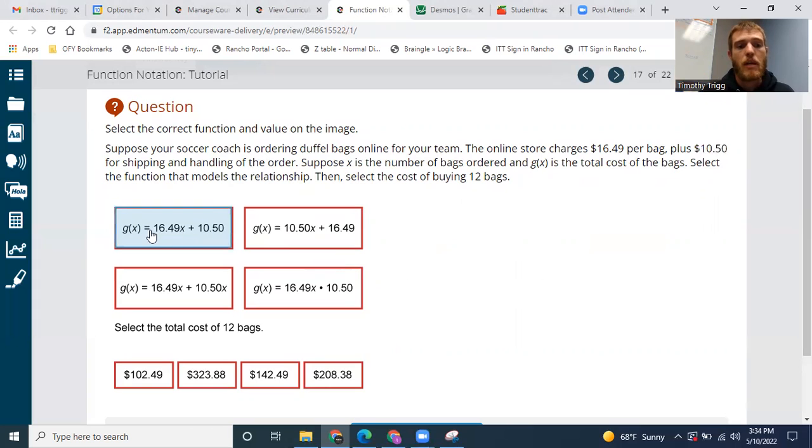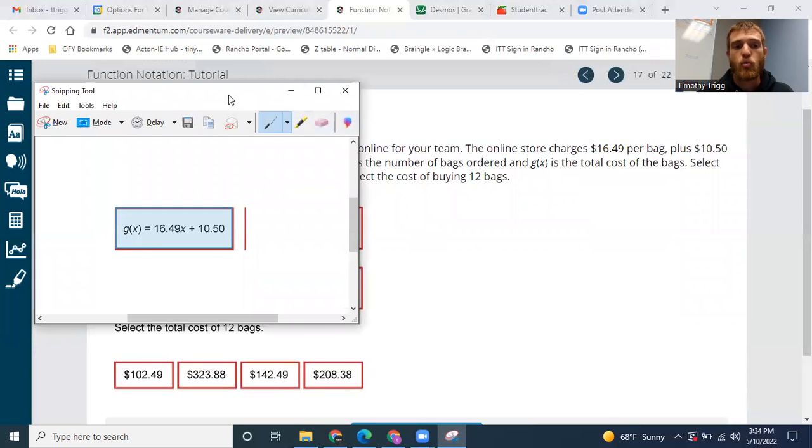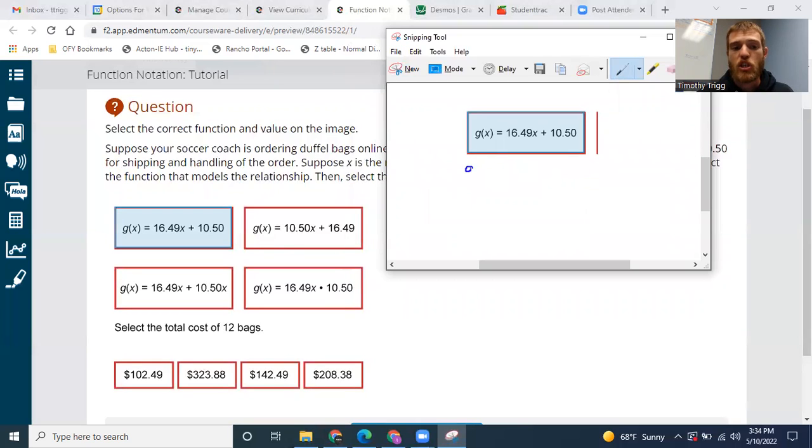So that's going to be this one here. Notice the function is g of x, or in other words, the cost, is going to be $16.49 times the number of bags plus the constant, $10.50. Now, they also want to know what's the price of buying 12 bags. So in that case, we're finding g of 12, replacing the x with 12. So that's going to be $16.49 times 12, again replacing the x with 12, plus $10.50.